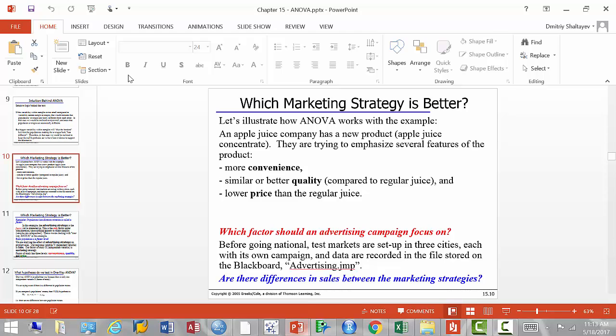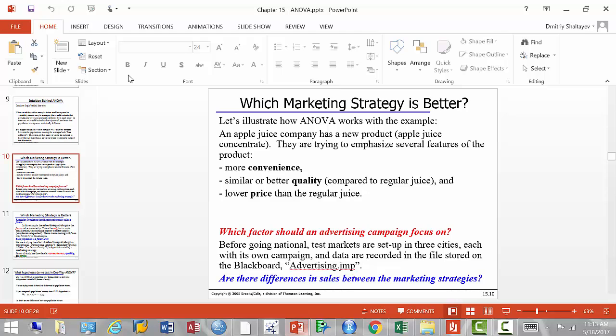Another one is quality. Some people are concerned that quality may deteriorate if you're using concentrate instead of the organic thing. So quality is the same as regular juice, or maybe even better. So quality doesn't suffer. That's another way to advertise.